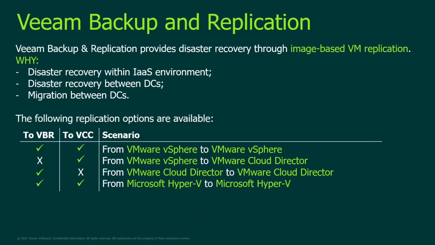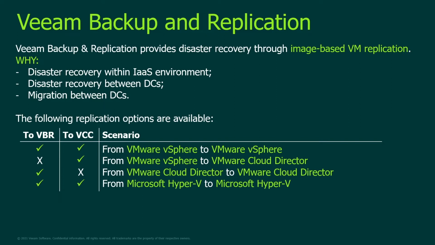First of all, Veeam Backup and Replication provides disaster recovery through image-based virtual machine replication. So in the end you have a ready-to-go state virtual machine which is ready to boot up, and you can boot it up manually, or you can run a failover plan within Veeam Backup and Replication. But in any case, you should run a replication job before it.